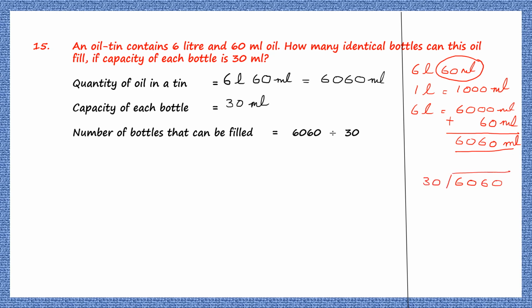So we're going to take 60. We're taking only the 60 first. So here 30 twos are 60. So 30 into 2 is 60 minus 0. We bring down the next number. 6 is smaller than 30, so we put a 0 and bring down the next number, which is 0. Now we have 60. 30 twos are 60. So we've got a remainder 0 and we've got our quotient. Our quotient is 202. That means the number of bottles that can be filled is 202.